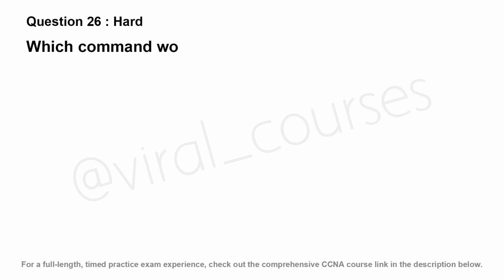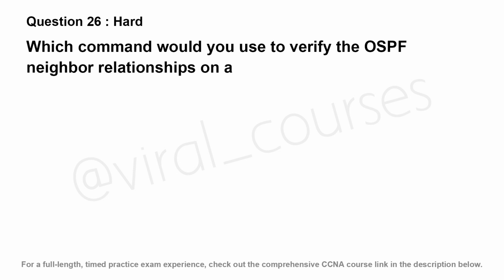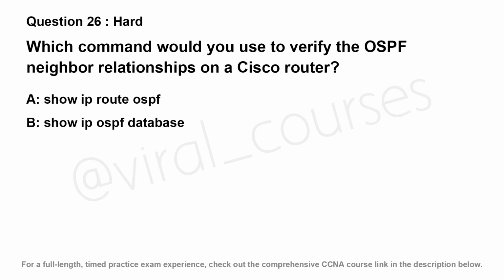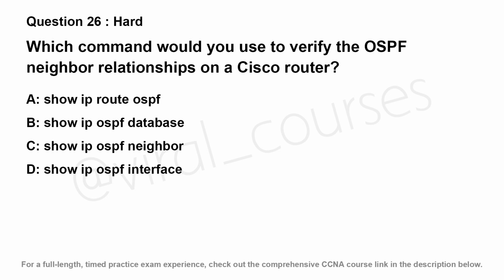Which command would you use to verify the OSPF neighbor relationships on a Cisco router? Option A, show ip route ospf. Option B, show ip ospf database. Option C, show ip ospf neighbor. Option D, show ip ospf interface.